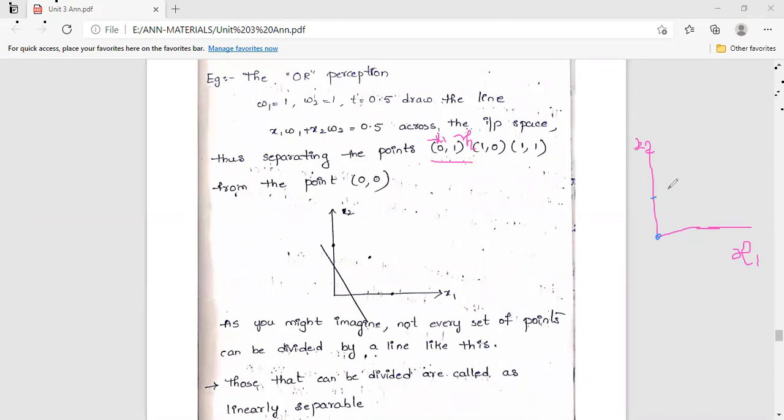Now, what is the second one? x1 is 1, x2 is 0, right? Assume this is the point. What is the third one? 1, 1. x1 is 1, x2 is 1. Assume this is the third point. And what is the fourth point? The fourth point is also 0, 0. So these are the 4 points we have represented in this graph.